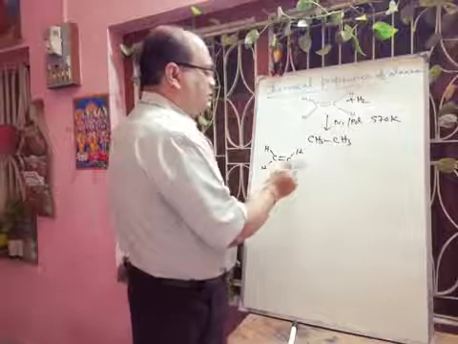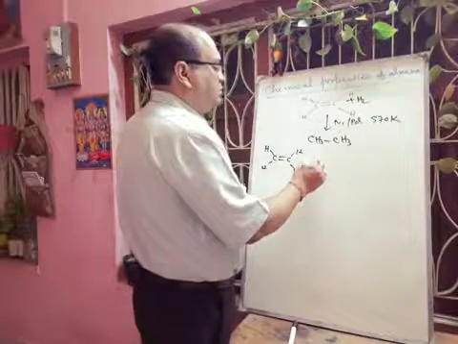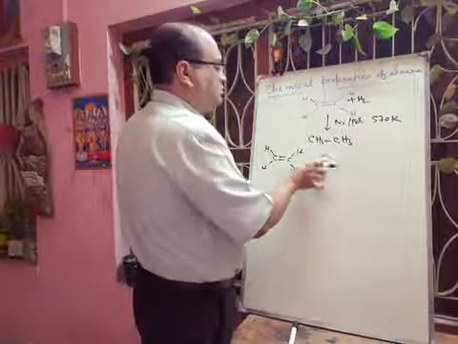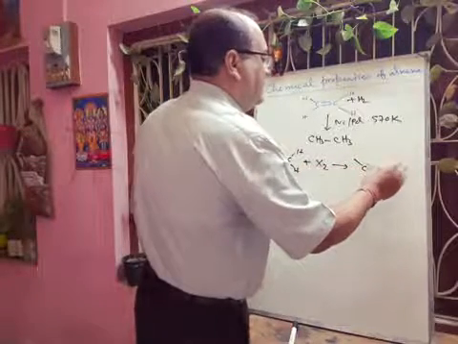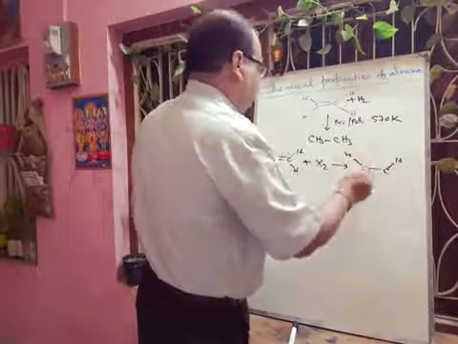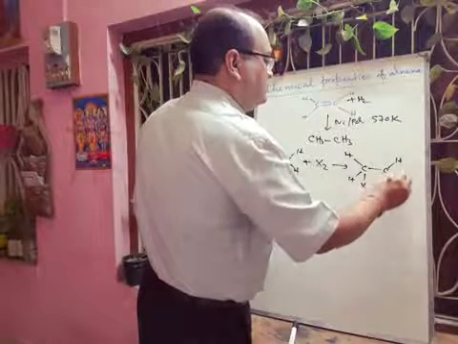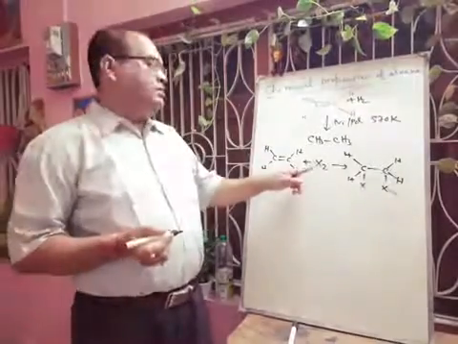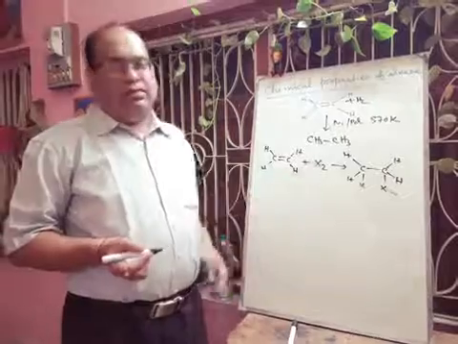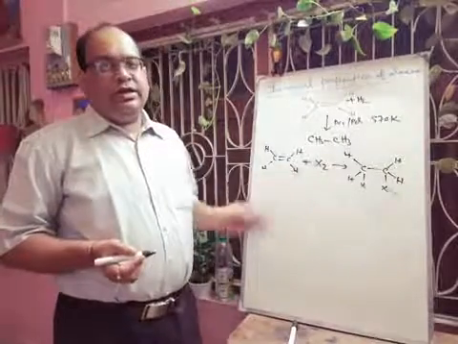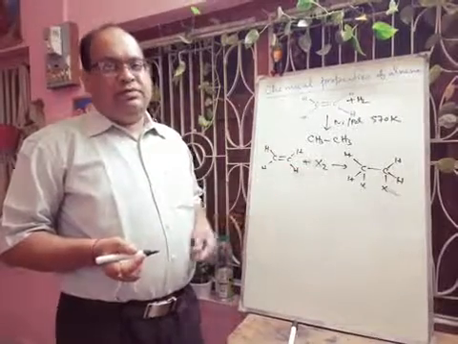Here if we add halogen, then there will be addition of halogen. If we take chlorine in carbon tetrachloride, we will get the dichloro compound, vicinal dichloride compound. If we take bromine in carbon tetrachloride, we will get the dibromo, that means vicinal dibromo compound.